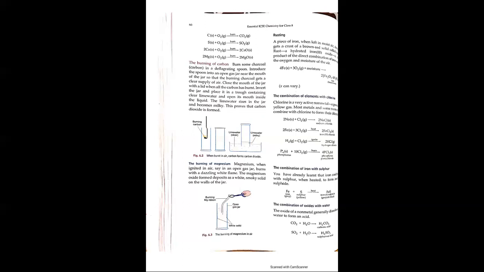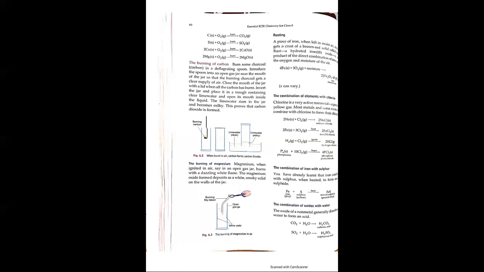Then rusting. If you have a piece of iron left in moist air, in the presence of moisture, it will slowly change to rust, hydrated iron(III) oxide, Fe2O3.xH2O. So again, this is a reaction in which we get rust, and x can vary, meaning the amount of water can vary. So this is also a combination type of reaction.